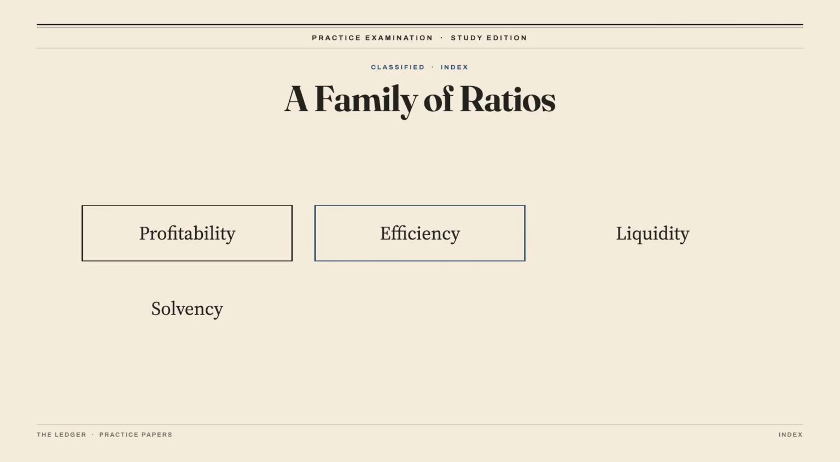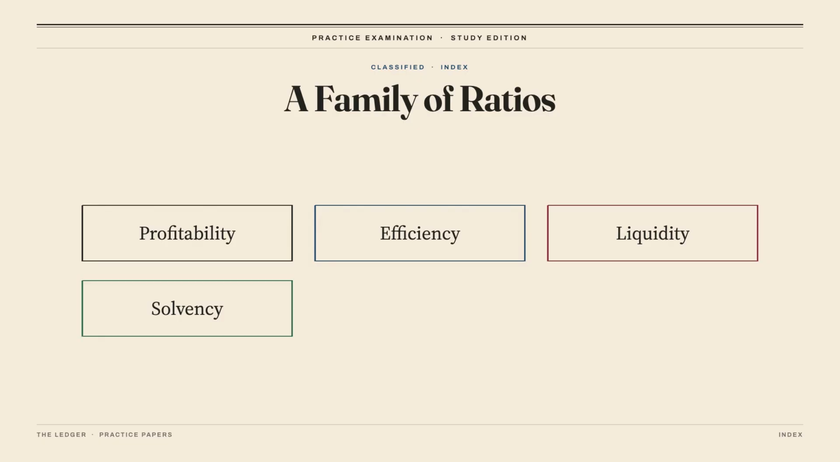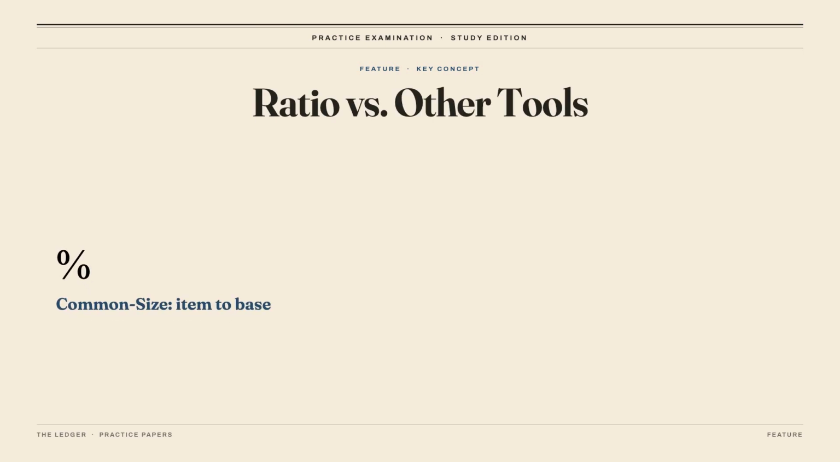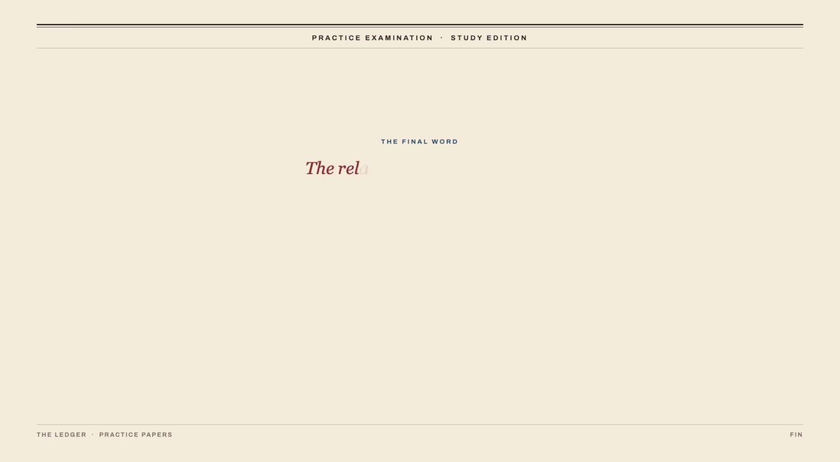How comfortably bills get covered? How heavily the company relies on debt? Ratios are a family, not a single measure, tuned to profitability, efficiency, liquidity, and solvency, along with broader risk. What sets a ratio apart is that two-account relationship. A common size figure relates one item to a base within a statement, and a percentage change figure relates one item to its own prior value. A ratio reaches across statements to relate two genuinely different accounts, and that reaching across is its signature move.